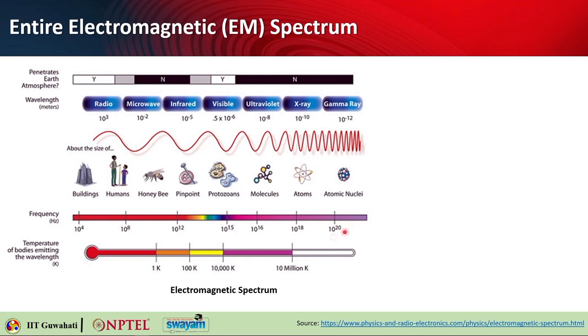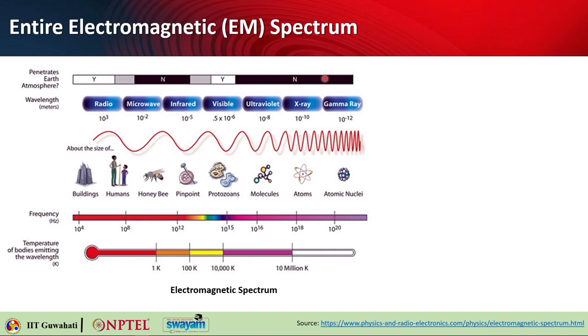So if you consider one particular case, something like microwave, which is a very commonly used device these days, you can see the frequency range is close to 10 to the power 9 hertz, that is the gigahertz range. So that way you can look into the scale and find out the corresponding frequency for each of these waves included in the electromagnetic spectrum. So keep this image in your mind, because that will give you clarity about what frequency range and wavelength range we are talking about.